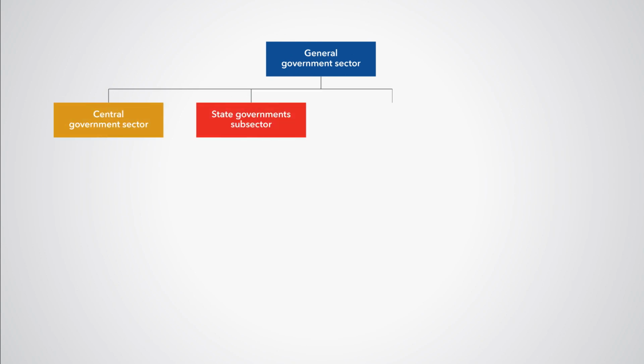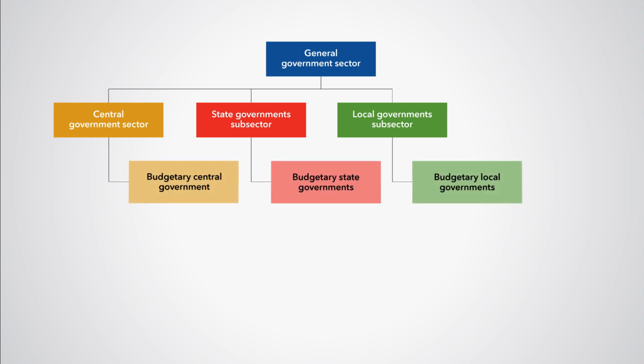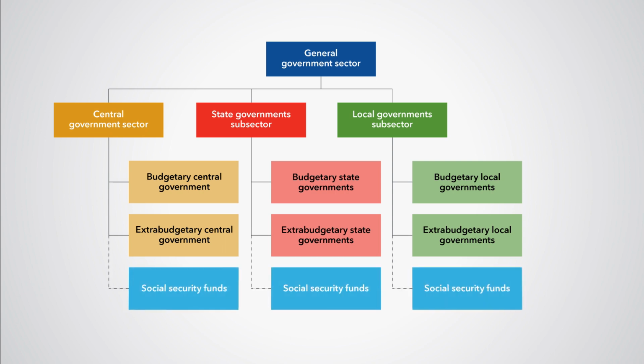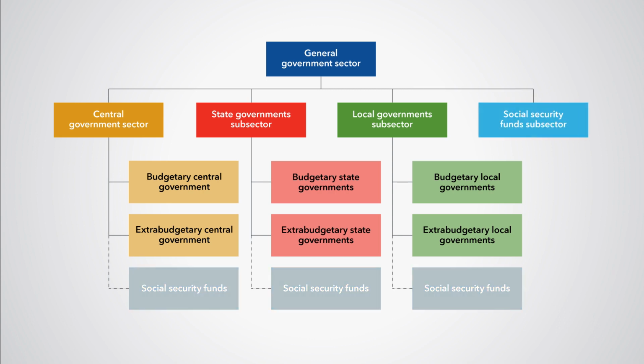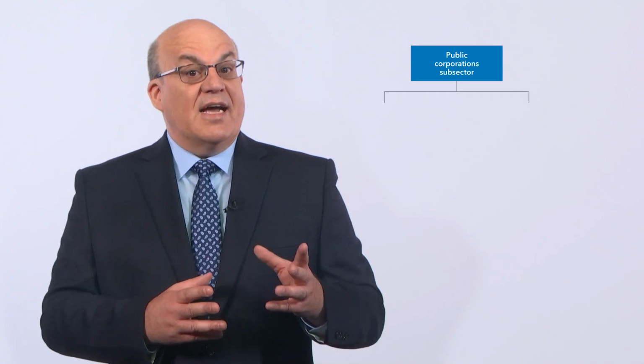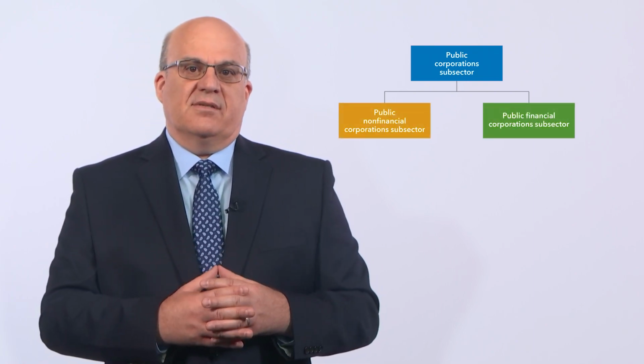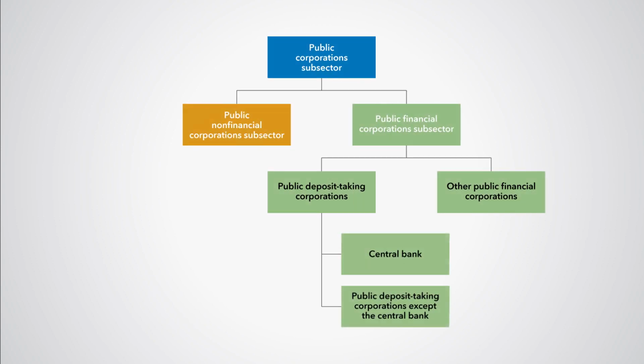We can further divide the general government into central, state, and local governments subsectors, as applicable. For each of these subsectors, we can distinguish a main budgetary account and extra budgetary accounts. We can classify social security funds either with the level of government that controls it or as a separate subsector of general government. We can divide public corporations into public non-financial and public financial corporations. For the latter, we then distinguish between public deposit-taking corporations and other public financial corporations.